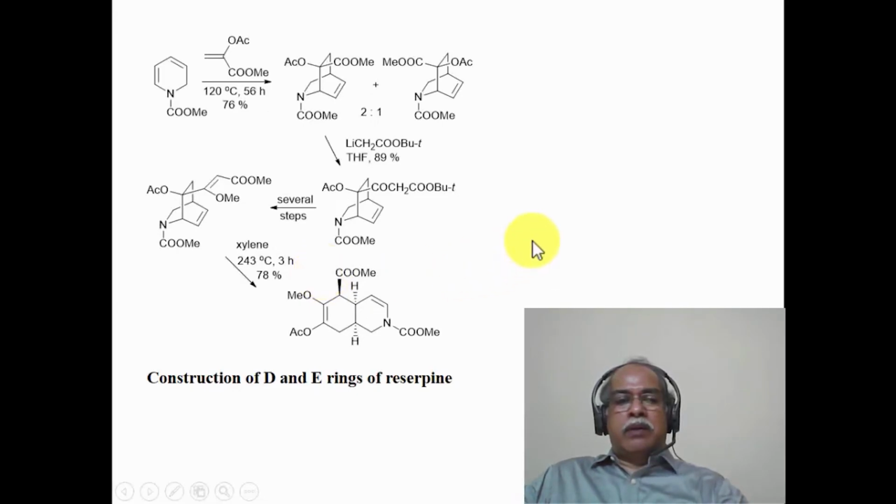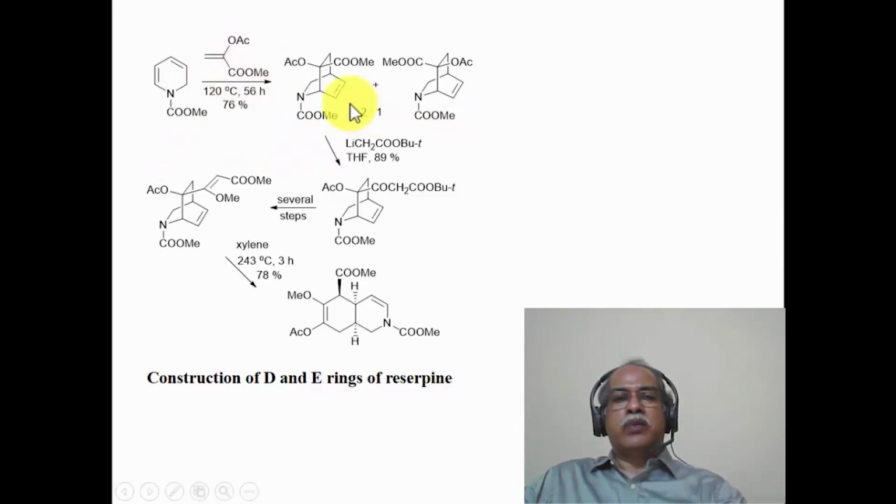Here is an example of a synthesis of a naturally occurring molecule, reserpine. Reserpine is again an alkaloid. This is a construction of ring D and E of reserpine is what is being shown in this particular case. Now the Diels Alder reaction is essentially between the dihydropyridine, this particular molecule which is a starting material, acts as a diene, and this acts as a dienophile. This is an alpha acetoxy acrylate, methyl acrylate is what is acting as a dienophile.